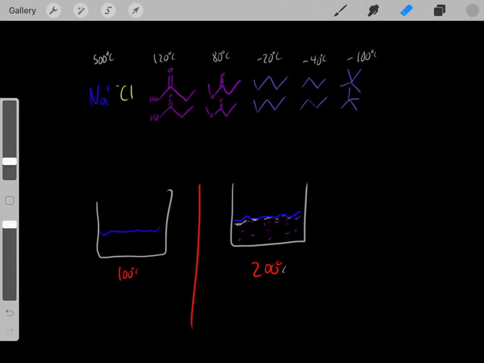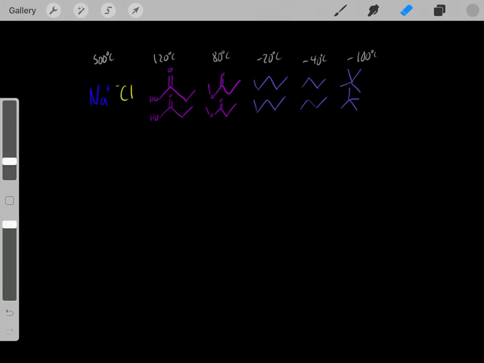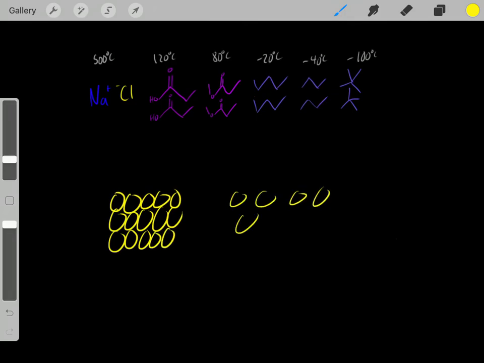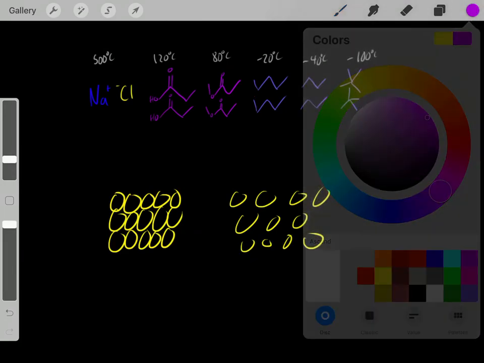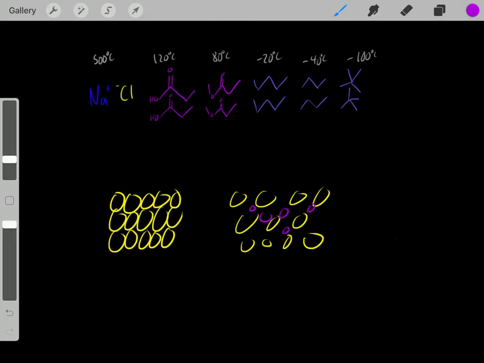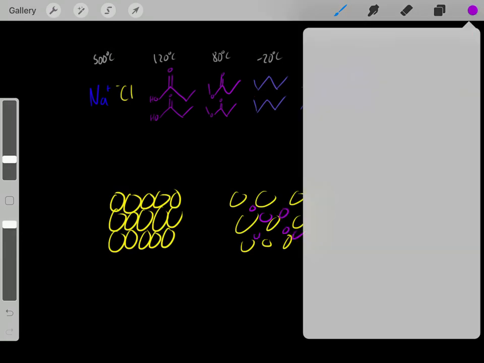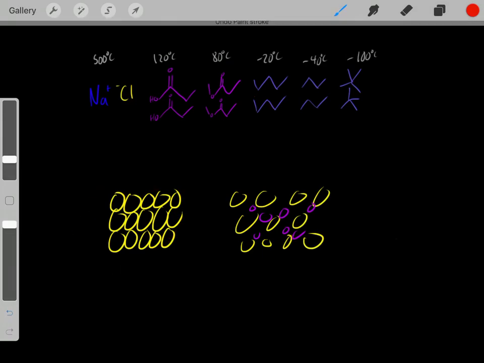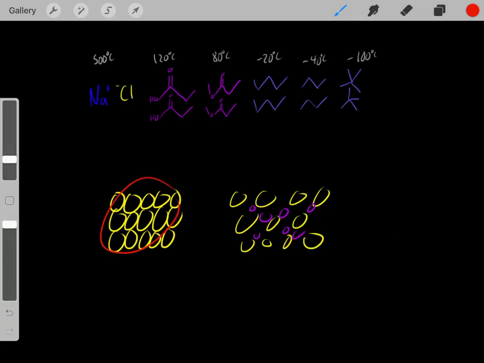One last thing is, let's say we have this solid with its very strict, very specific, organized crystal structure. Now let's say we have this situation where we have the same solid, but now we have this impurity. We have this impurity. And let's say these are liquids.